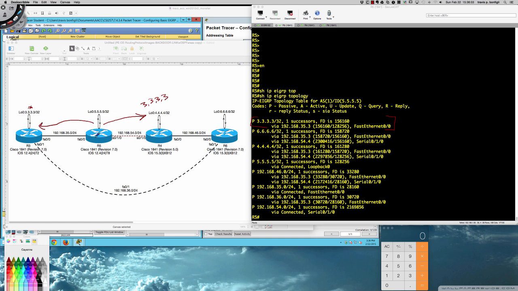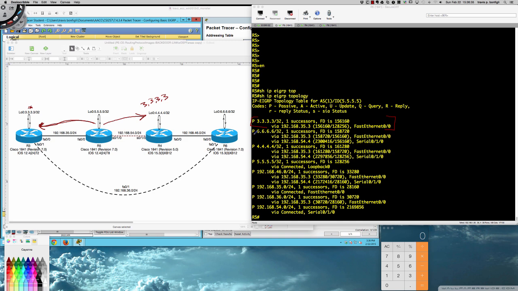Now, if you were just looking at this, at first blush you're going to think, yeah, this is obvious, it's going to go this way. But again, he could go this way. However, in the topology table, we don't see that. We're not seeing that he could go that way. Now, remember, this is critical: if it's not a feasible successor, if it doesn't meet the feasibility condition, and what is the feasibility condition?